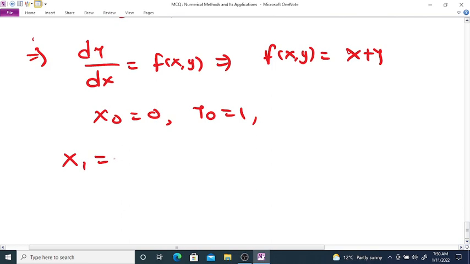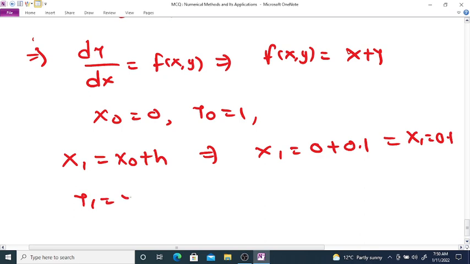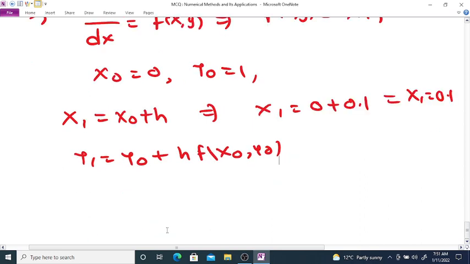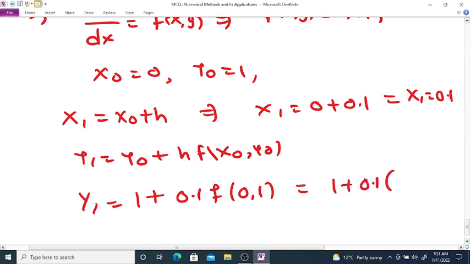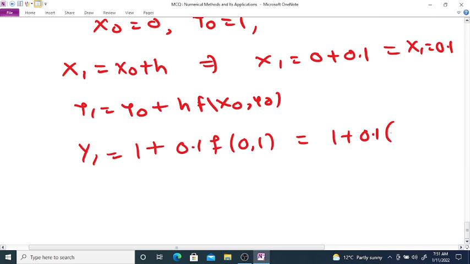So the Euler formula: x1 is equal to x0 plus h, so x1 is equal to 0 plus 0.1, which is 0.1, and y1 is equal to y0 plus h times f of x0, y0. Therefore y1 is equal to y0, which is 1, plus h, which is 0.1, into f of x0, y0. Now f of x,y is x plus y, so f of x0, y0 is 0 plus 1, which is 1. So 1 plus 0.1 into 1 is 1.1. This is y1.